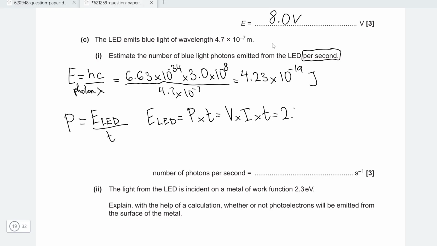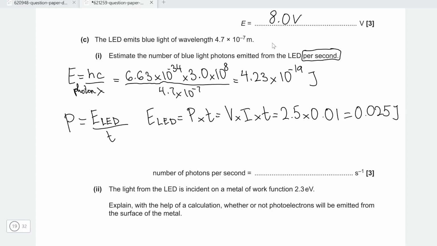The voltage was 2.5. The current was 0.01 amps. So if we were to multiply those out, we are of course going to get just 0.025 joules. So that's the total energy emitted by the LED.